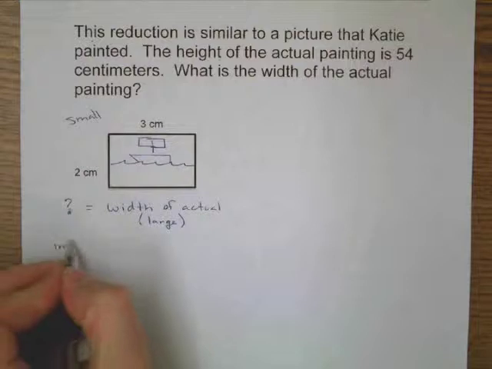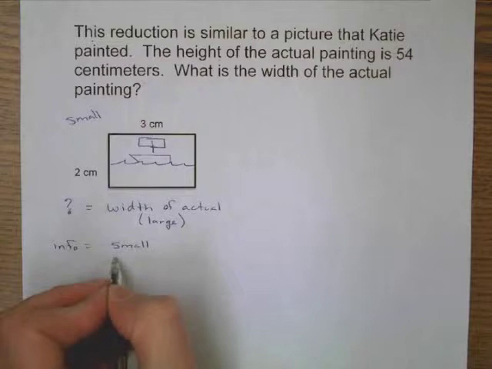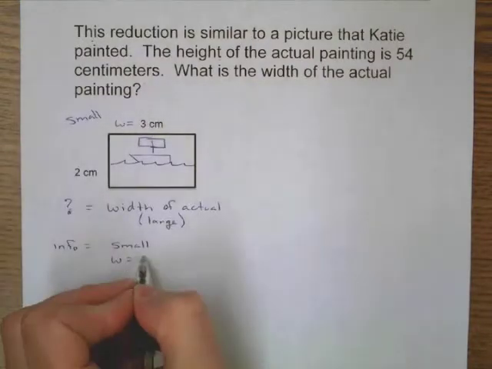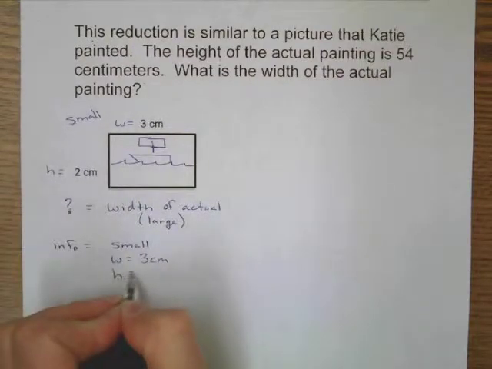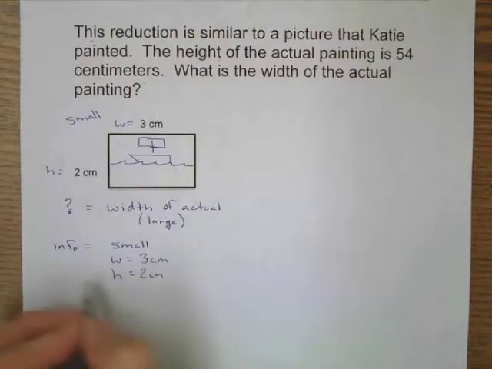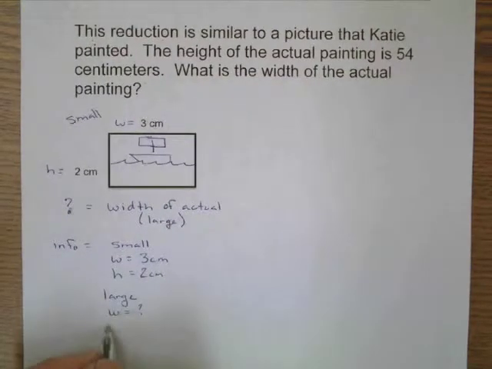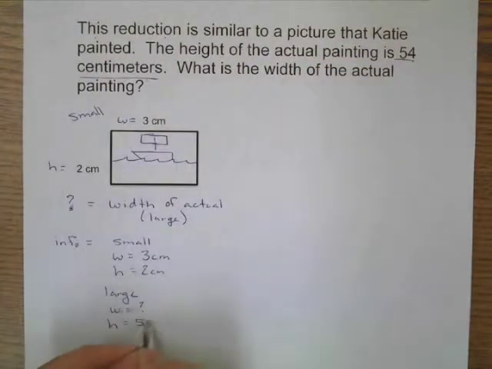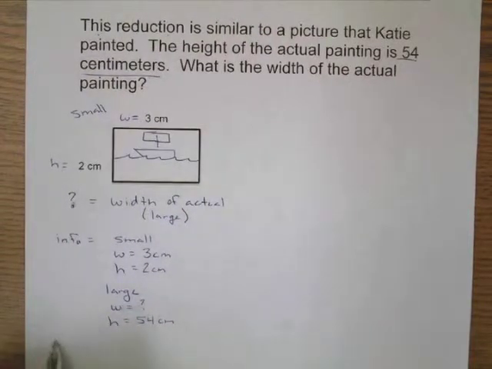So our information here. We know some information about our small picture. We know that it has a width of 3 centimeters, and we know that it has a height of 2 centimeters. We also know some information about the large. We are wondering about the width, but we know the height is 54 centimeters. Okay, that's some good information. So what are we going to use as a strategy?